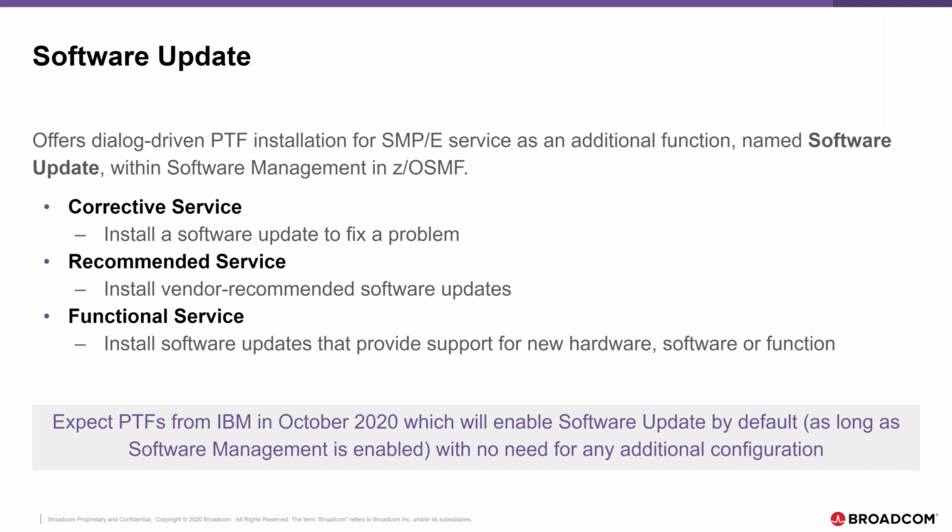You could also use it for recommended service. At Broadcom, we refer to recommended service as CARs, so it allows you to install the latest CARs. And then finally, functional service, otherwise known as a fixed category update. Software update is something that we've been collaborating on specifically with IBM, given that it's going into z/OSMF, but also with all the other vendors. So you should be able to apply maintenance from any vendor via software update.